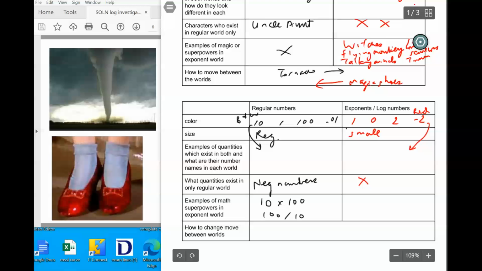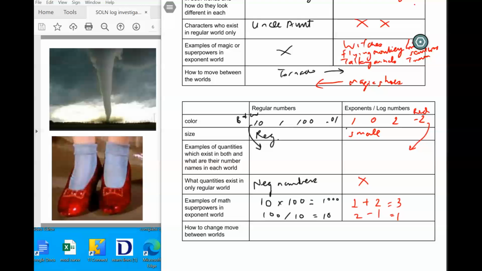And so what operation in the land of log is the equivalent? 1 plus 2 equals 3. And 2 minus 1 equals 1. So in Kansas, 10 times 100 is 1,000. And 100 divided by 10 is 10. So do you see how these red numbers represent how many zeros are in each one of these numbers? If you replace multiplication with addition and you replace division with subtraction, you get the same result.